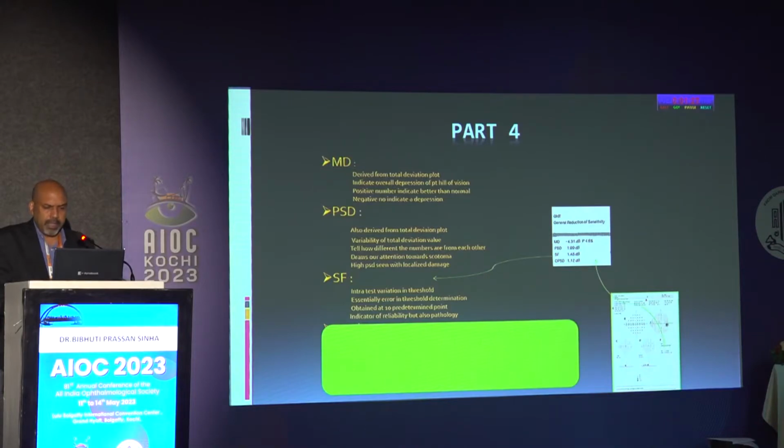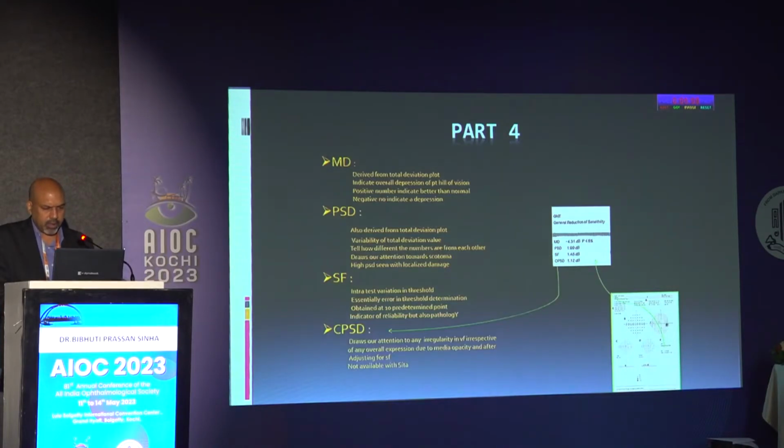Then coming to the mean deviation and the pattern deviation, mean deviation is basically derived from the total deviation plot and indicates overall depression of the patient's hill of vision. So even with a cataract, even with all other media opacities, the mean deviation is going to go down. In case of PSD, it is also derived from the total deviation, but it actually denotes what is happening at a particular focus, and that tells how the numbers are different from each other. So it is more specific for the test.